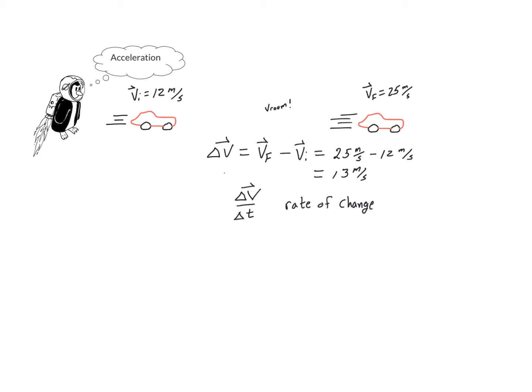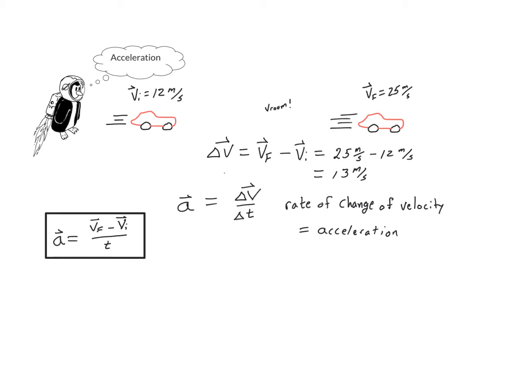This rate of change of velocity is the quantity we call acceleration. We use a lowercase a to indicate acceleration in physics. This gives us our first of the three major kinematic equations. Acceleration is equal to Vf minus Vi all over the time it took to change the velocity. Notice that this is a vector equation, so acceleration has both a size and a direction.